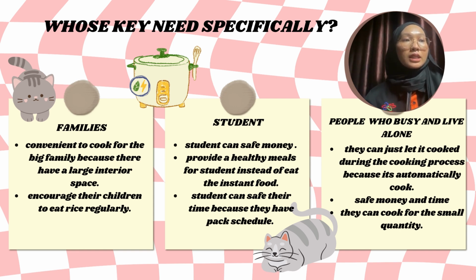And last but not least is people who are busy and live alone. They can just let it cook during the cooking process because it's cooked automatically. Second is save money and time. And last but not least, they can cook a small quantity.